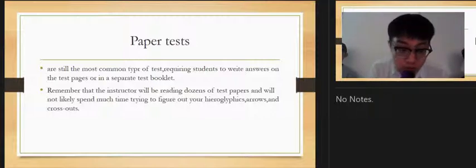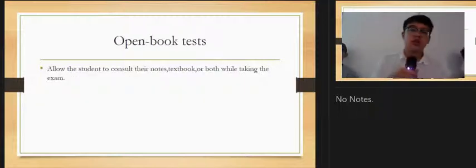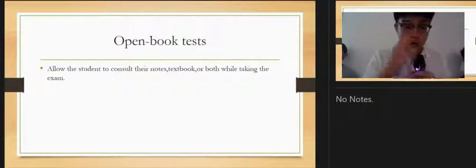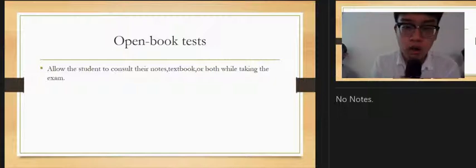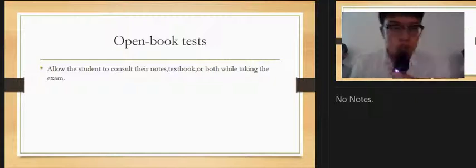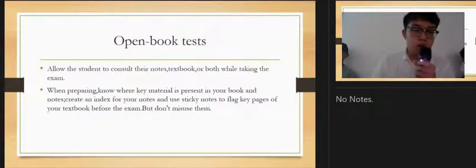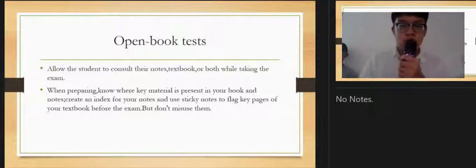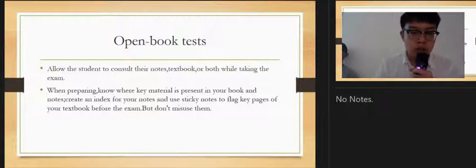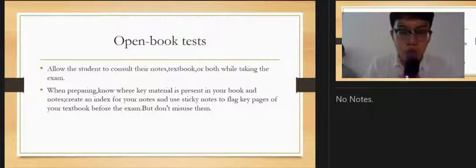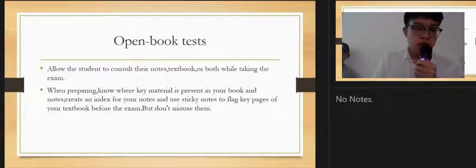Open book tests allow the student to consult their notes, textbook, or both while taking the exam. When preparing, know where key material is located in your book and notes. Create an index for your notes and use sticky notes to flag key pages of your textbook before the exam, but don't overuse them.